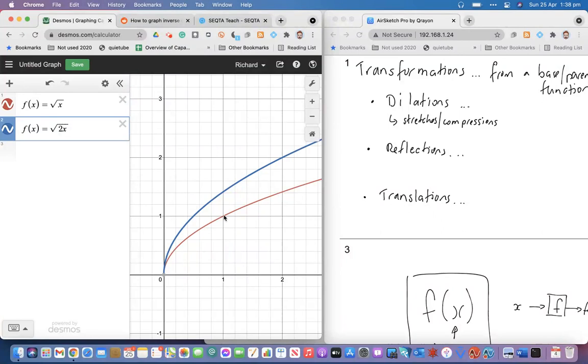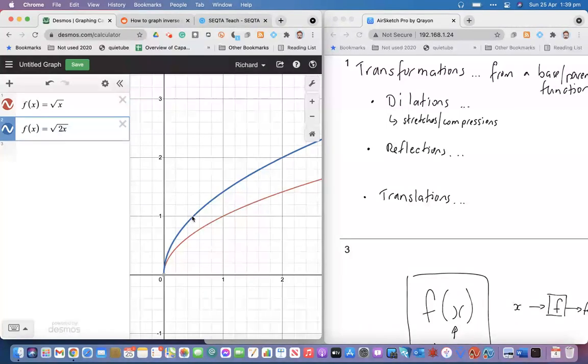What we've done is we've accelerated the growth of the graph, so that although in the original graph you had to wait until you got to 1 in order to get the square root of 1, which is 1, now you only have to go as far as a half to get to an output value of 1. So this has accelerated the graph. It has in fact compressed the graph towards the y-axis.